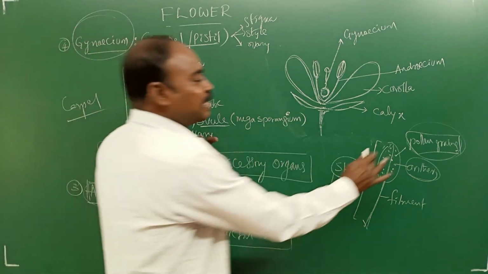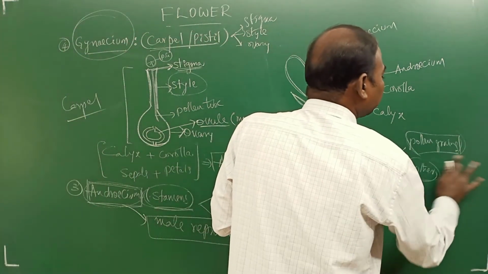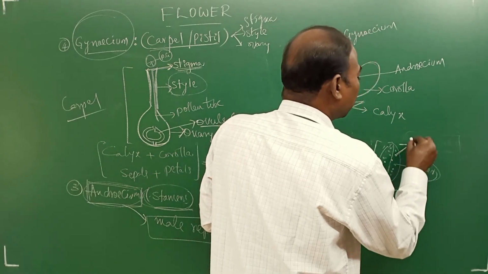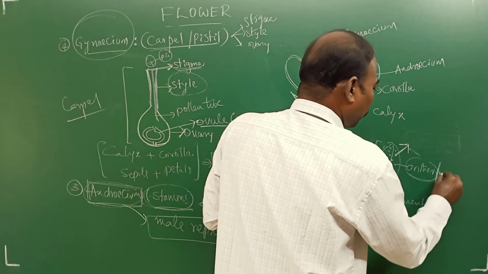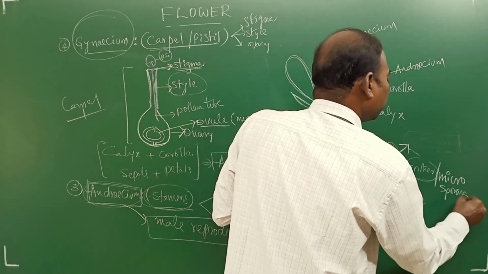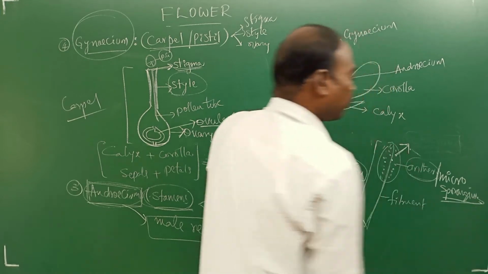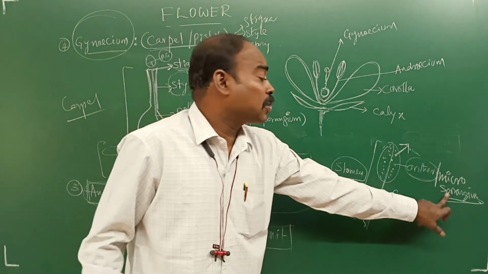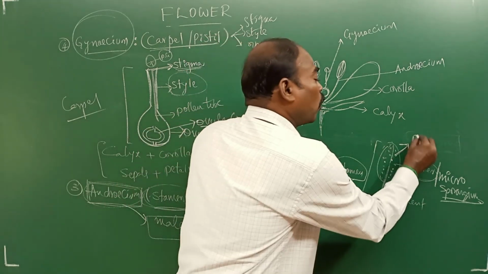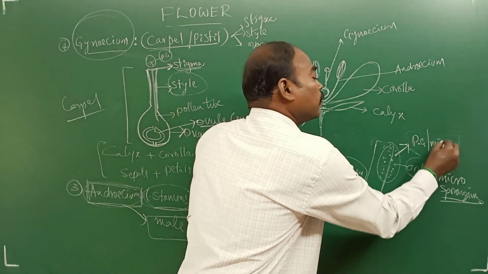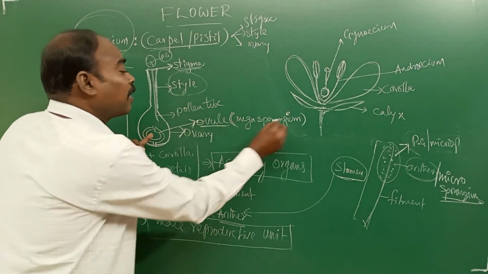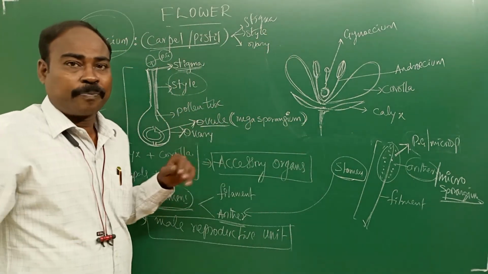Anthers are otherwise called microsporangia because they produce microspores or pollen grains. The ovule is otherwise called the megasporangium.